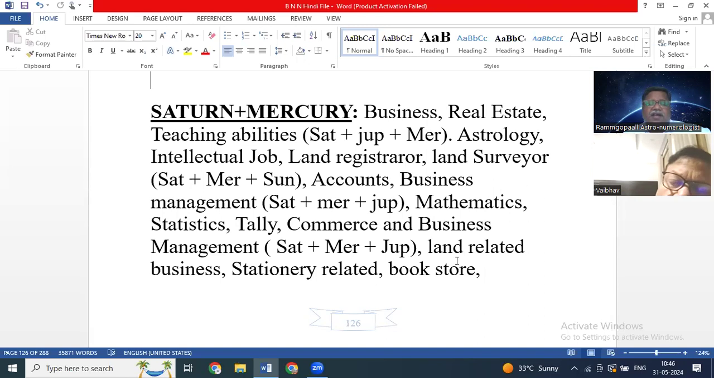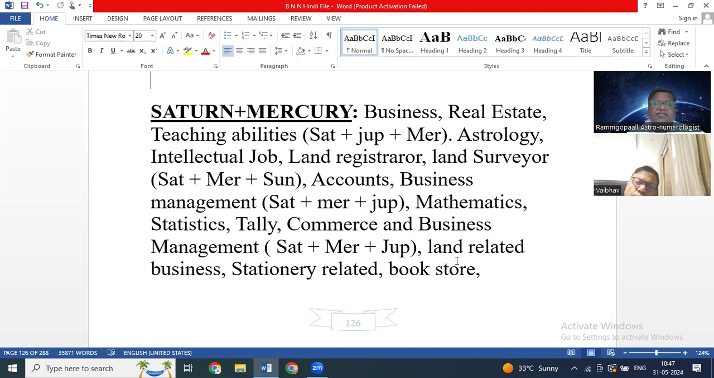And astrology, Mercury also denotes astrology. If anybody wants to become an astrologer, Saturn should be connected with Mercury. And for an intellectual job, any higher office level job, officer, Mercury is necessary. An officer is an intellectual, educated person. That's why Mercury is necessary. And land registrar, land surveyor: Mercury is land. So Saturn, Mercury or Sun. Mercury is land and the Sun is government. That's why a land surveyor or land registrar is generally connected to government.